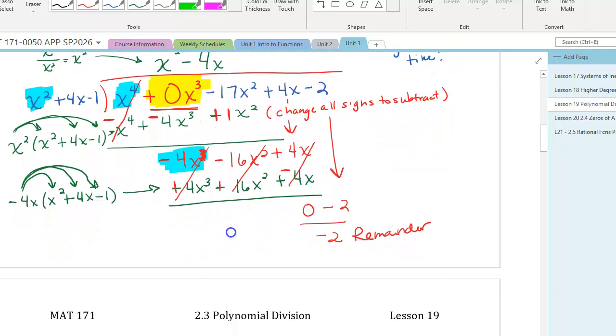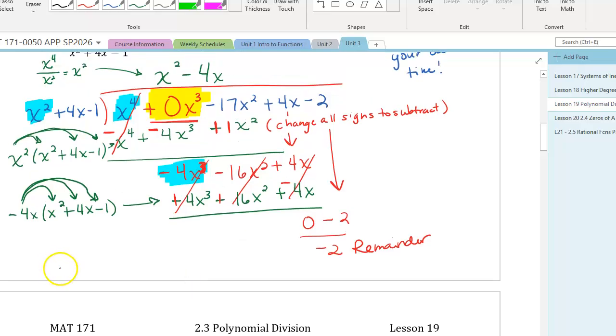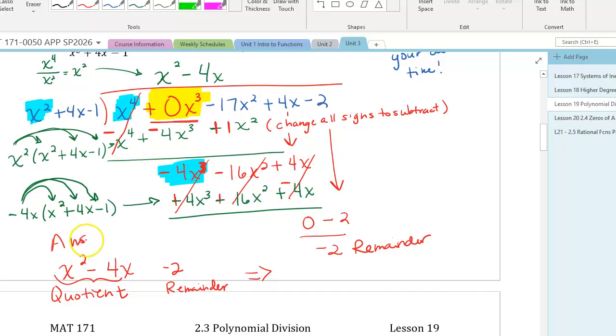So remember, there's a couple different ways we can write our answer. One way is to write it with the remainder. So this would be your quotient. And then negative 2 is your remainder. Another way is to write it with the remainder over your divisor. And so that would be x squared minus 4x minus 2 over x squared plus 4x minus 1.